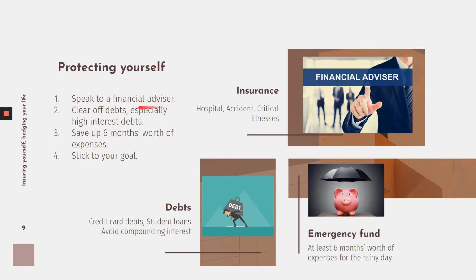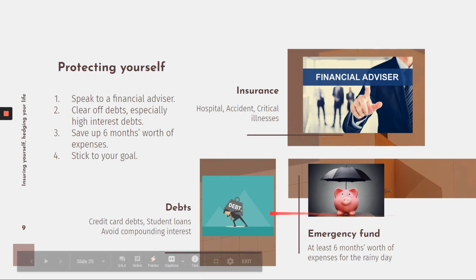And before committing to the investment plan, you should also aim to save up at least 6 months' worth of expenses. This is pretty obvious because we all need the rainy day fund in the case of any emergency for ourselves or for our family members. Last but not least, you just simply have to stick to your goal for the long term.